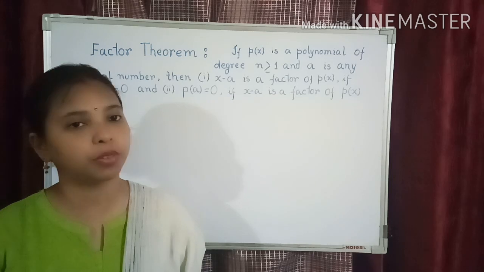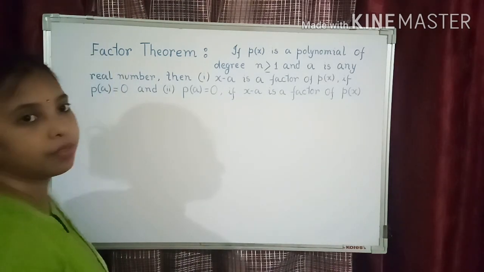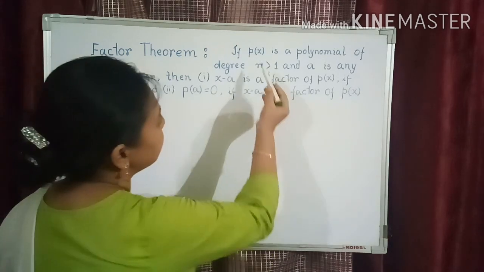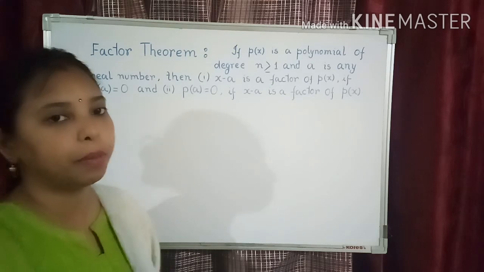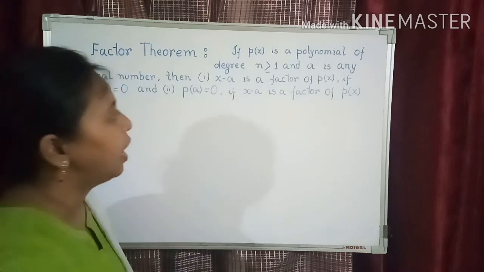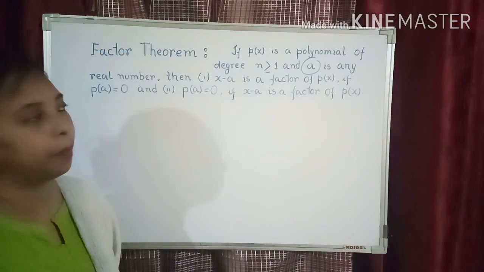Today I am going to discuss with you one important theorem, the factor theorem. Here it is, factor theorem. P(x) is a polynomial of degree greater than or equal to 1, meaning it is any polynomial, maybe linear or some other. And a is a real number. You consider that a is a real number.